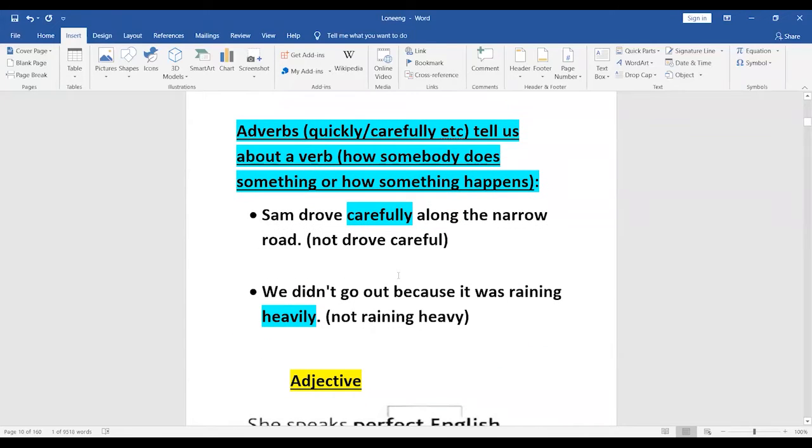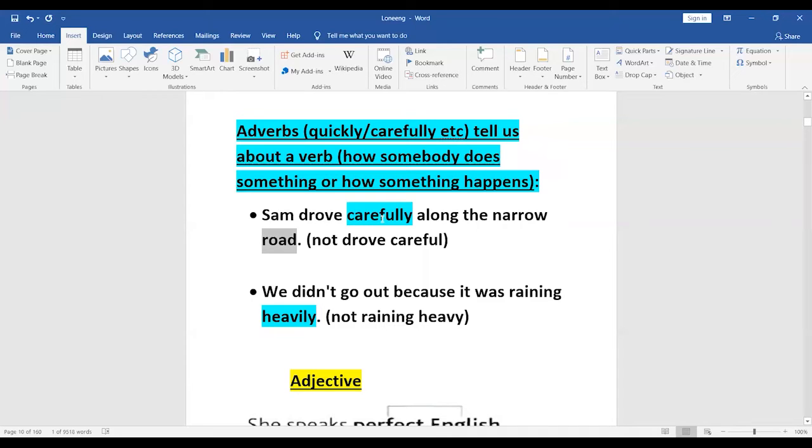Adverbs like quickly, carefully, etc., they add more meaning to the verb, meaning it tells us or gives us more information about the word. Somebody does something or something happens. It's an action word, right? And Sam drove carefully along the narrow road. How did Sam drive? He drove carefully. And so, because the word carefully adds more meaning to the verb, carefully becomes the adverb here. Understood? Very good. Sam is the subject and the road is the noun.